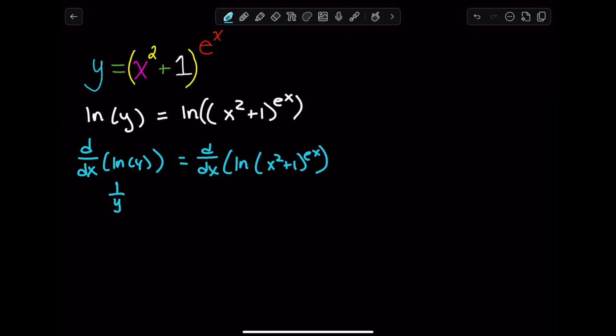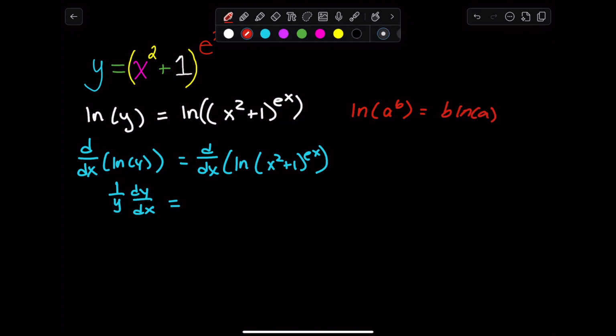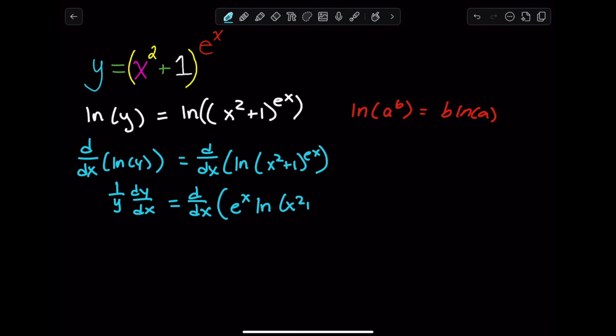We can simplify that a bit here by just simplifying the left-hand side first. So we have the derivative of ln y is 1 over y times dy dx. And then the derivative of the right side is a little more complicated, but this is the beauty of log differentiation, is we could just use the rule ln of a to the power of b is just b ln a. So we can rewrite the right-hand side actually as the derivative of e to the x times ln of x squared plus 1. And this is a much easier statement to take the derivative of through using the product rule.